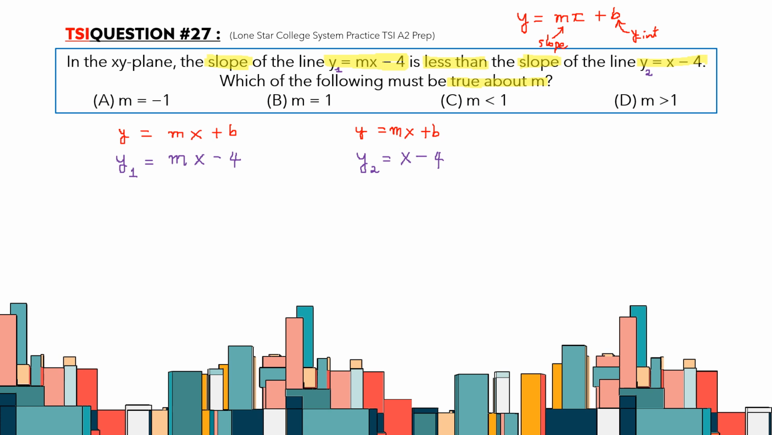As we see, the slope m is in this position, so I will say m1. m1 is the slope of line y1. Okay, so we will have m2 right here.